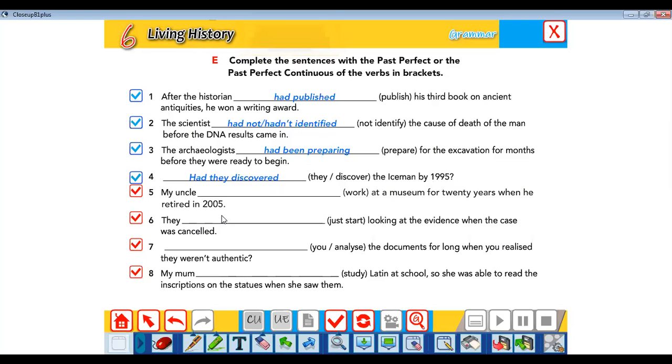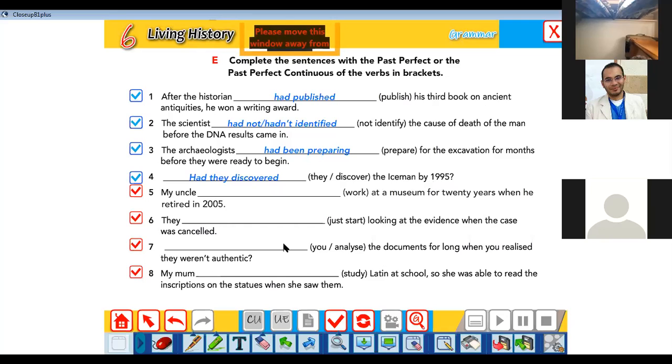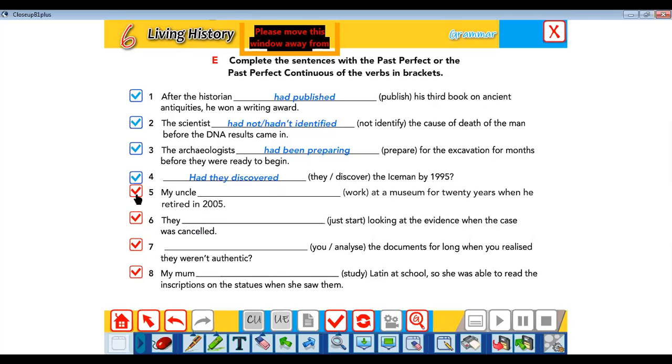Okay. Number 5. Had been working. Had worked. It's okay. By the way, both of them are correct. If you say had worked, it's correct. Had been working, it's correct. You will ask how. We have here a duration, for 20 years, and with a duration we can use the past perfect continuous, had been working.